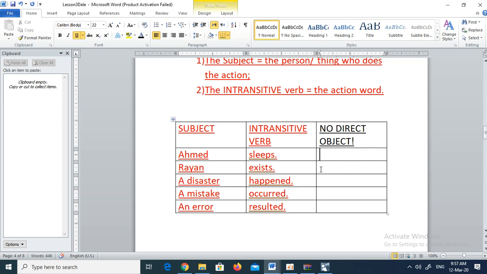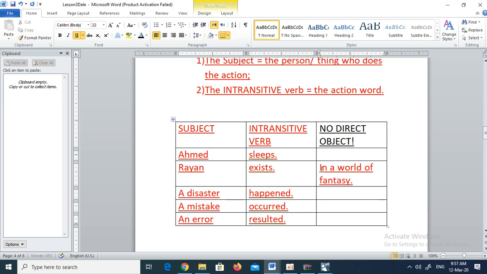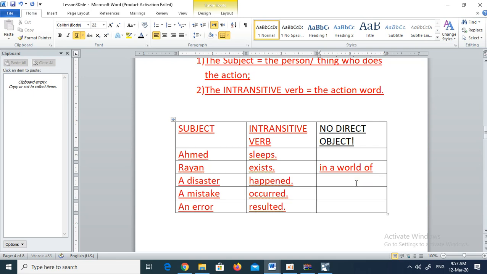If I say Rian exists in a world of fantasy, I can say that because a world of fantasy is not the direct object of exist. It is telling you where he exists, but it does not take the action. I can say a disaster happened to Magda, and that is fine, because it is happening to Magda, she is the indirect object. I cannot say a disaster happened Magda. I cannot use the intransitive verb to govern a direct object.